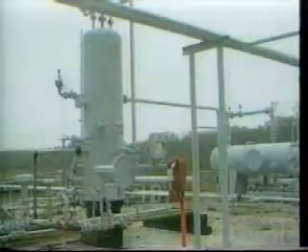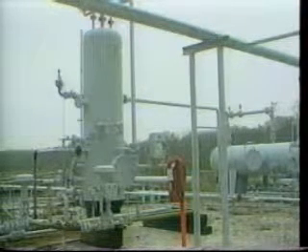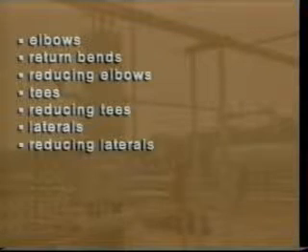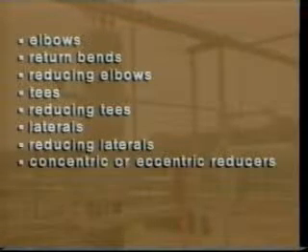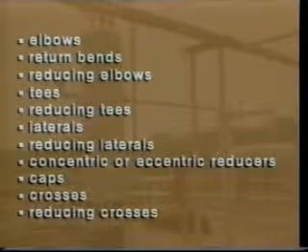Your manual presents a detailed description of the types and components of the many kinds of valves employed in flowline design. A variety of fittings and flanges are available to meet the needs of most applications. Some of the fittings available are elbows, 90 or 45 degrees, return bend, 180 degrees, reducing elbow, 90 or 45 degrees, T's, reducing T's, laterals, reducing laterals, concentric or eccentric reducers, caps, and crosses or reducing crosses.